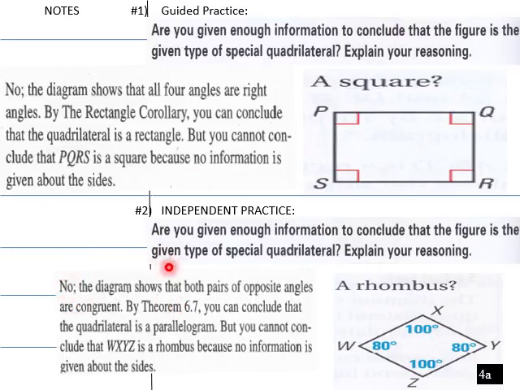And then, no, the diagram shows that both pairs of opposite angles are congruent. By theorem 6.7, you can conclude that it is a parallelogram. But you cannot conclude it is a rhombus because no information is given about the sides. A rhombus, all sides are congruent.